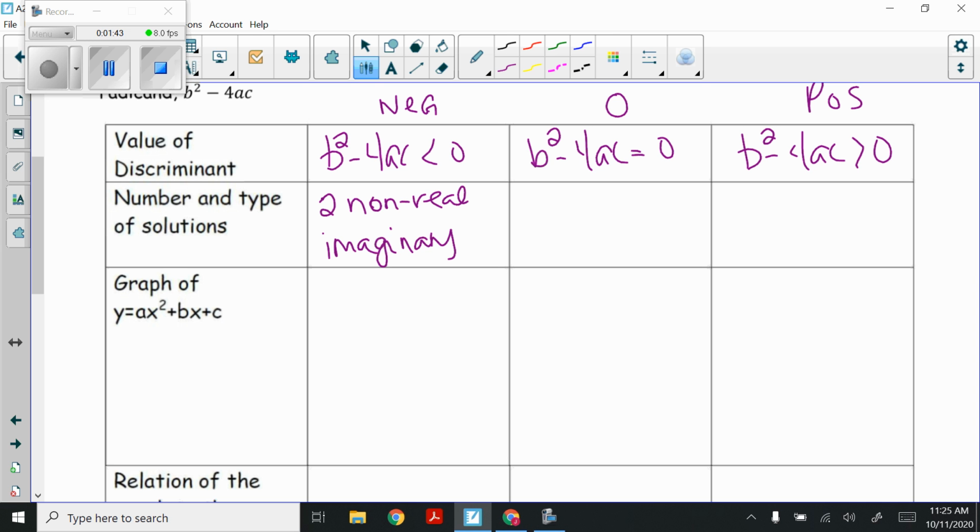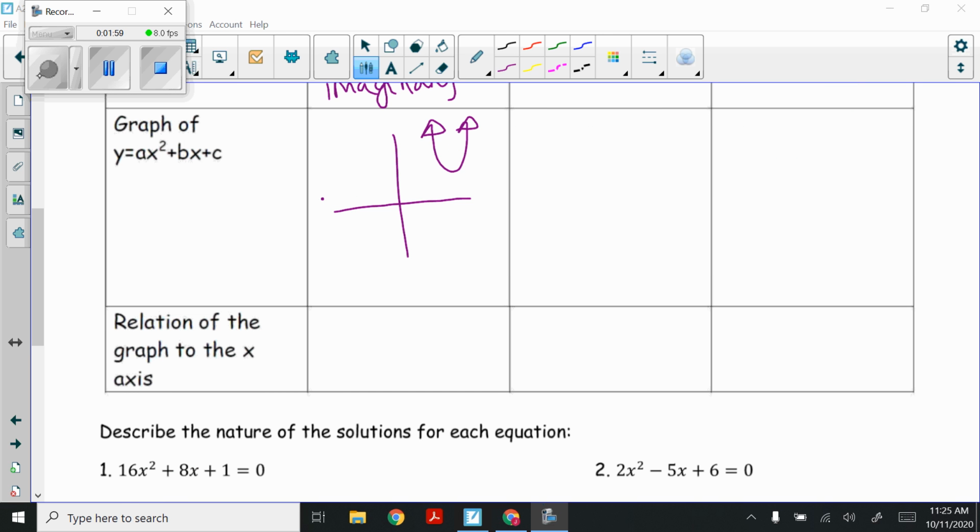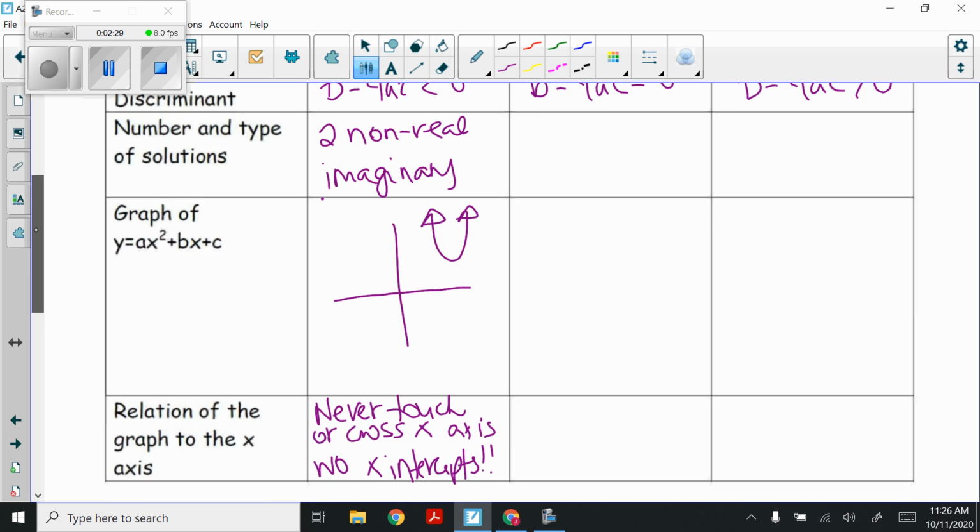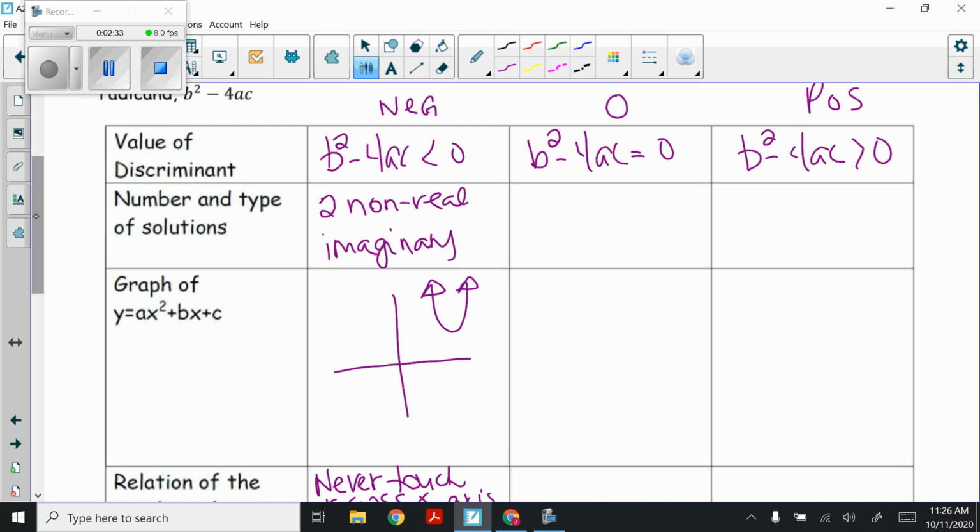What the graph of that might look like, something like this is what that would look like. The relation of the graph to the x-axis: if you have two non-real or imaginary solutions, roots, x-intercepts, that means that the graph will never touch or cross the x-axis, which means there are no x-intercepts, no roots, no zeros.